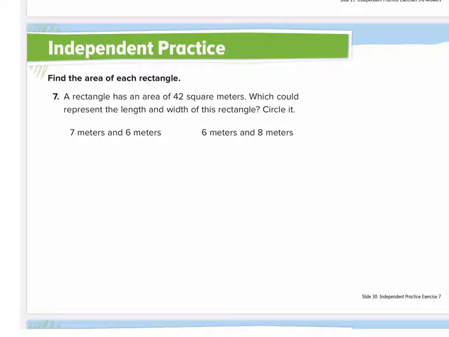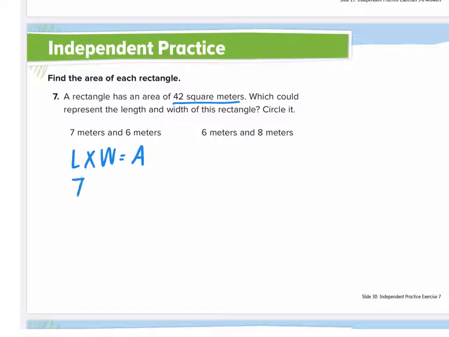Find the area of each rectangle. Where are the rectangles? We are going to have to do some drawing here. A rectangle has an area of 42 square meters, which could represent the length and width of this rectangle. So we have to know how to find area. Again, length times width equals area. So if we can multiply our length and our width and get the right answer, we'll know that we have the right area when we have the answer of 42.